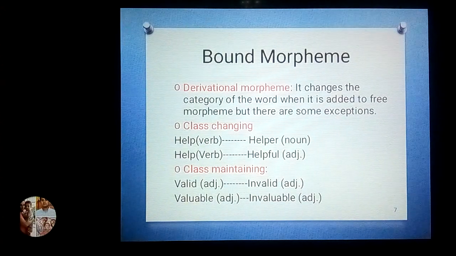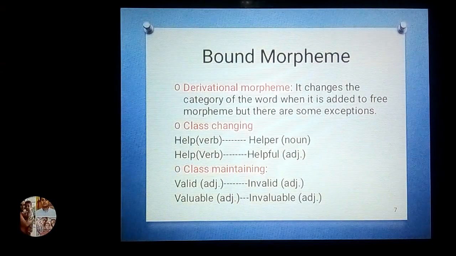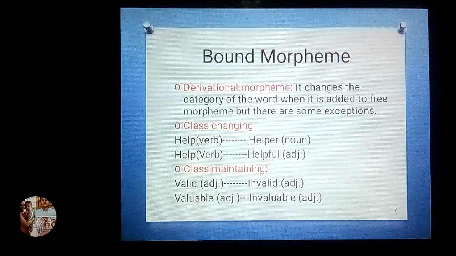The bound morphemes include affixes. There are some morphemes which are added before the words. On the other hand, there are some morphemes which are added after the words. They are called prefixes and suffixes.